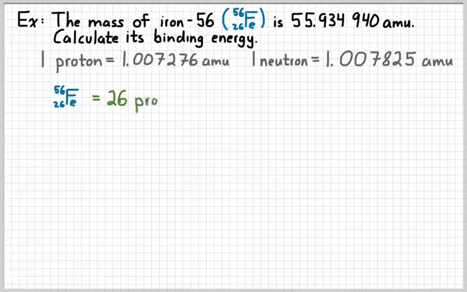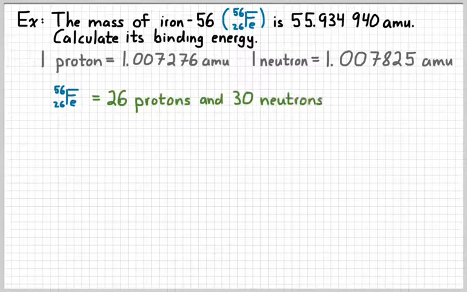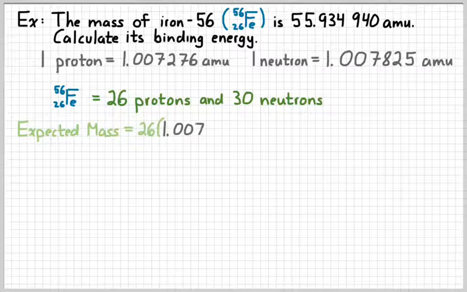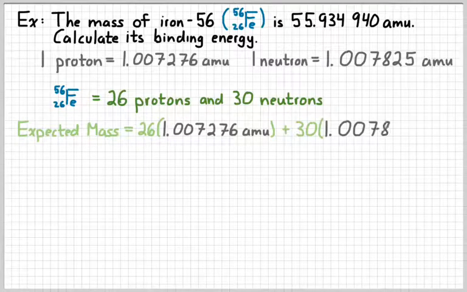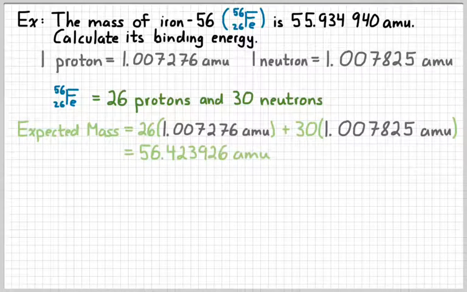And then we need to figure out how many protons and neutrons that iron nucleus actually contains. So 26 is the atomic number, so 26 protons. The 56 represents the mass number, so that's the protons and neutrons together. And so if you've got 26 protons, 56 total, you can do some math and get 30 neutrons. So the expected mass, for lack of a better term: multiply 26 by 1.007276 AMUs, and then 30 by the mass of the neutron. And if you did that, you would get something like this number of AMUs.